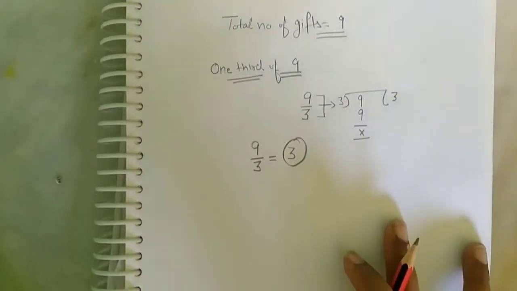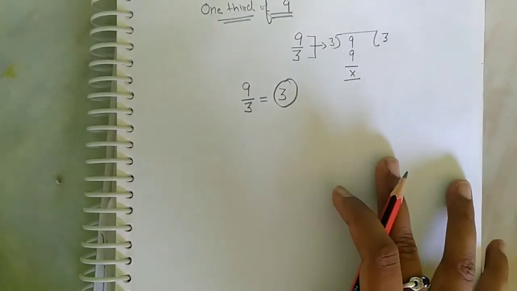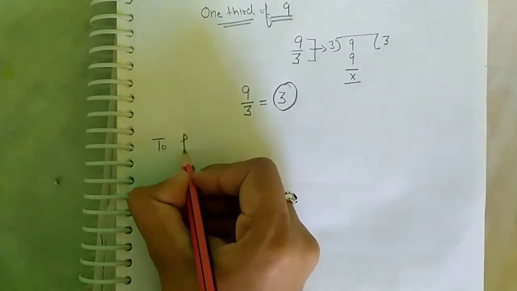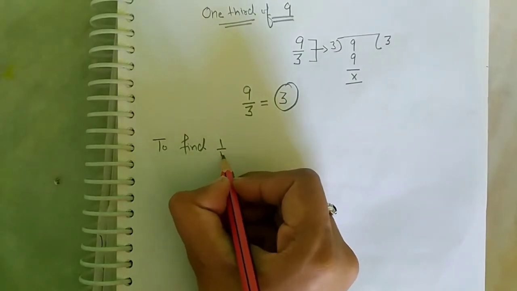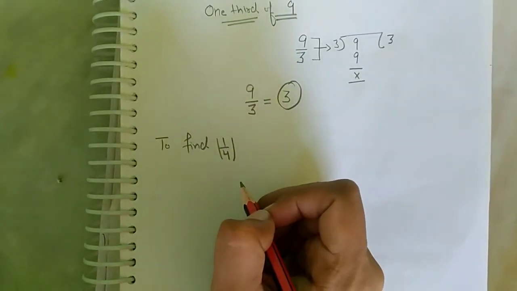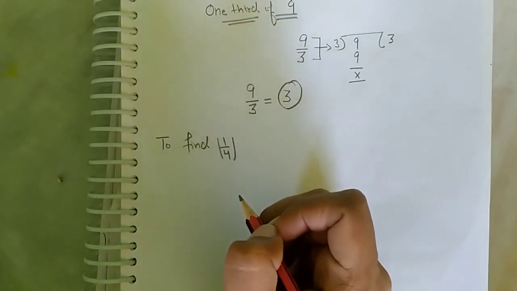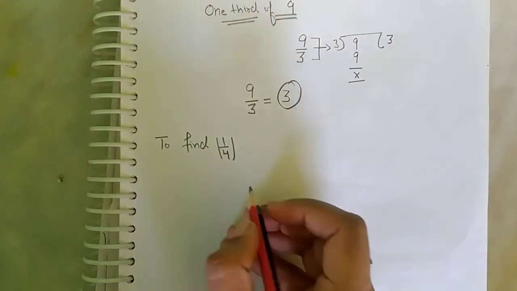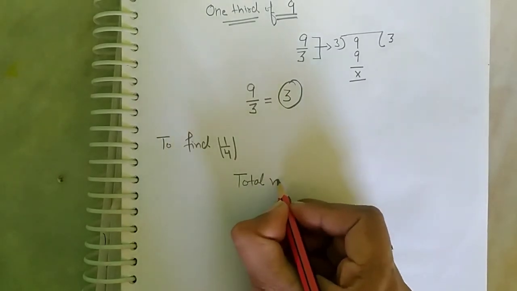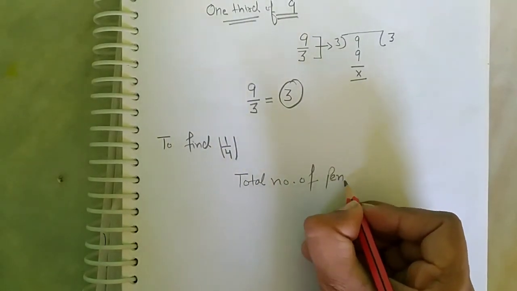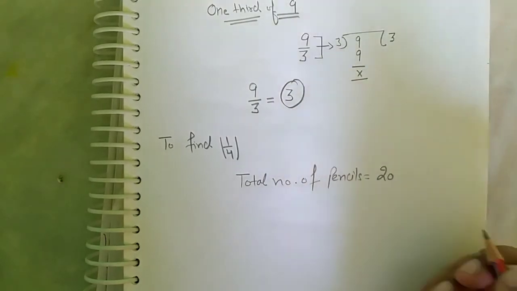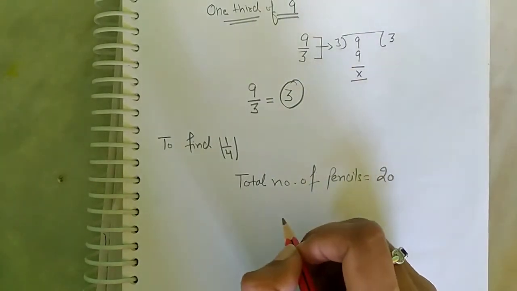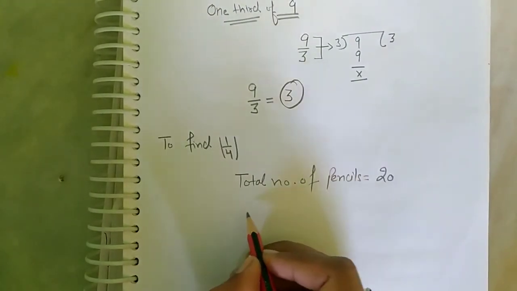Okay. Next is to find 1/4. For example, there are 20 pencils in a box. Find 1/4 of the collection. So, total number of pencils equals 20. Here we have to find the 1/4 of 20.